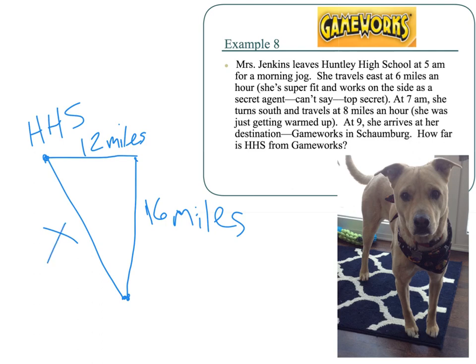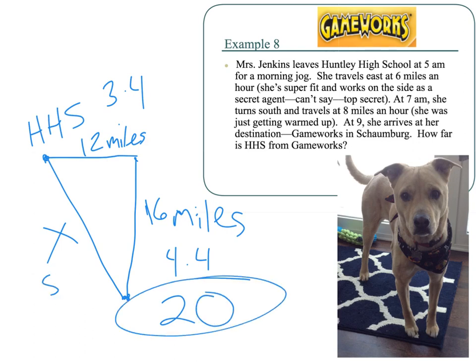Well, that's a 12 and a 16. If I remember correctly, that's a 3, 4, 5 triangle that's been multiplied by quattro. Because this is 3 times 4, this is 4 times 4. So 5 times 4 is 20. So she's 20 miles from HHS. Yeah, yeah. Woo, woo.